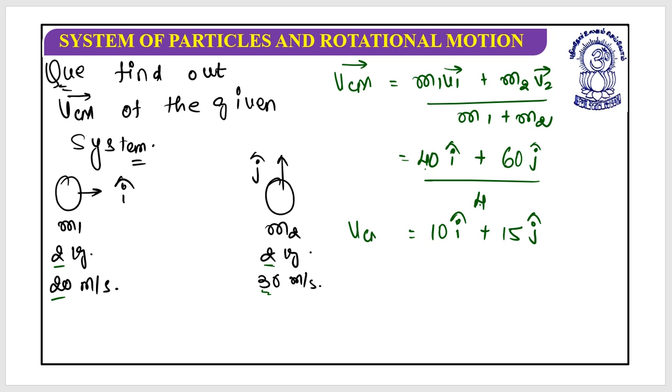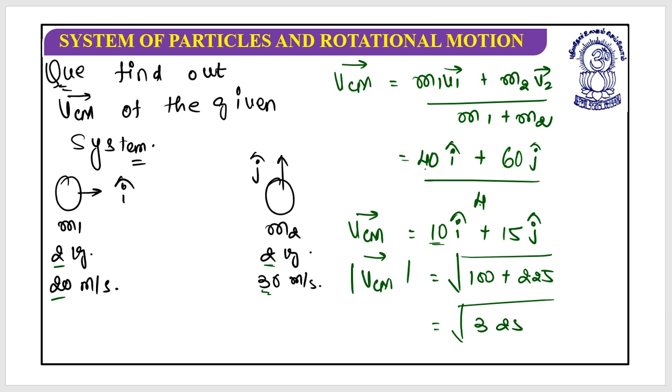If they want a vector only, this could be the answer. But if they want the magnitude of VCM, then I need to write this: under root of 10 squared, which is 100, plus 15 squared, which is 225. So this is root of 325 meter per second.